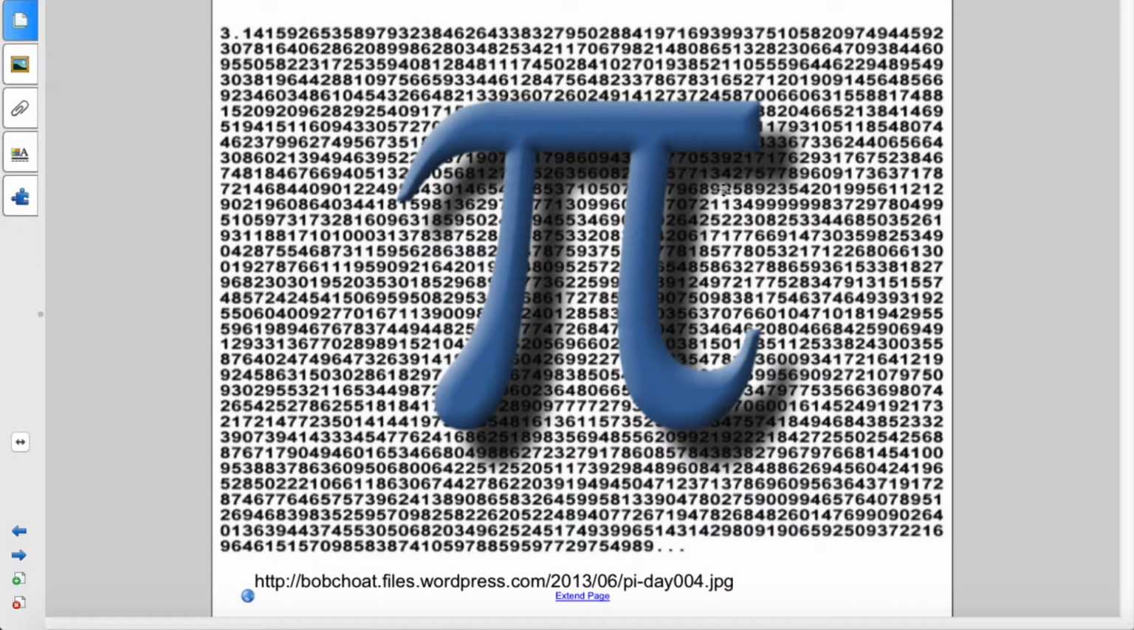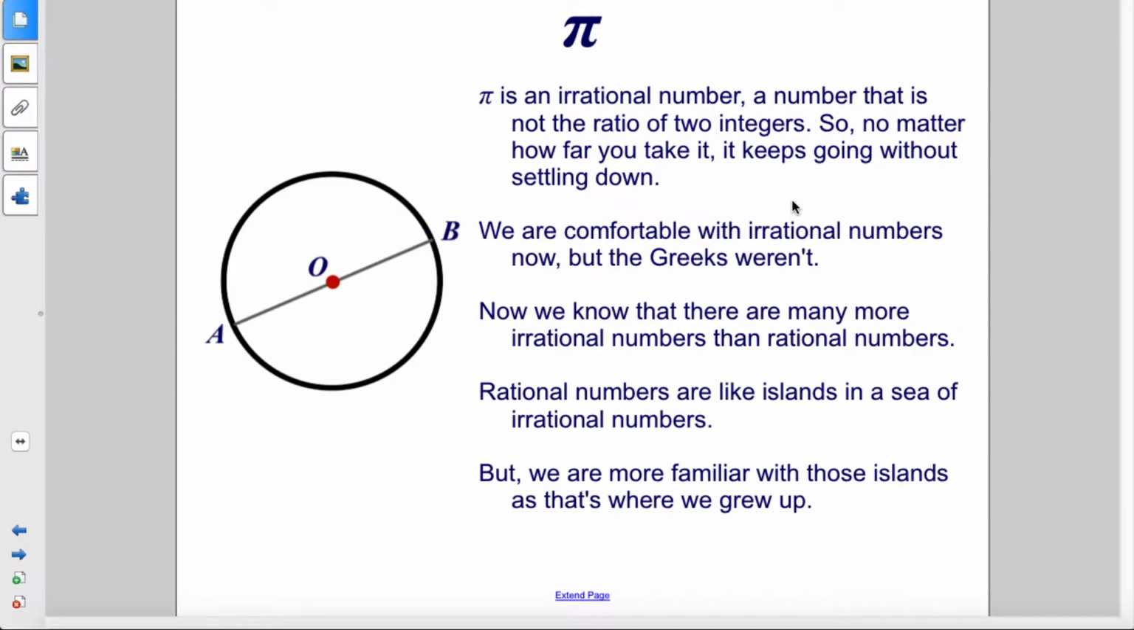Here are a lot of the digits of pi, but it goes on forever, so this is not all of them. Pi is an irrational number, a number that is not the ratio of two integers. So no matter how far you take it, it keeps going without settling down. We are comfortable with irrational numbers now, but the Greeks weren't. Now we know that there are many more irrational numbers than rational numbers. Rational numbers are like islands in a sea of irrational numbers, but we are more familiar with those islands as that's where we grew up.